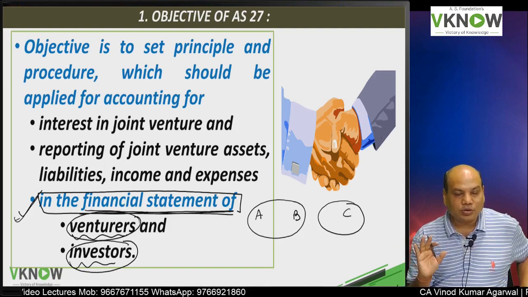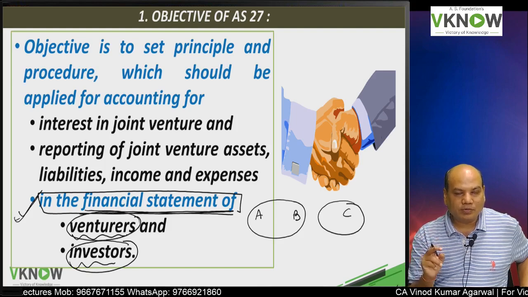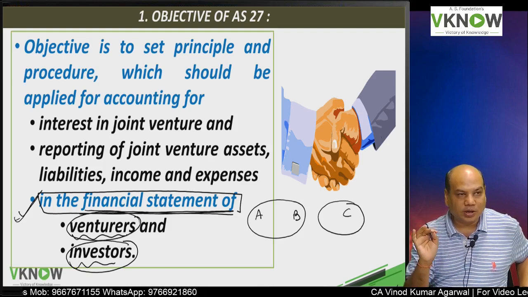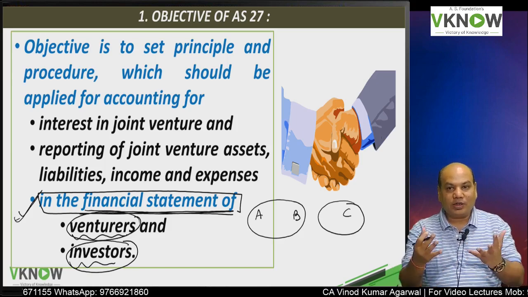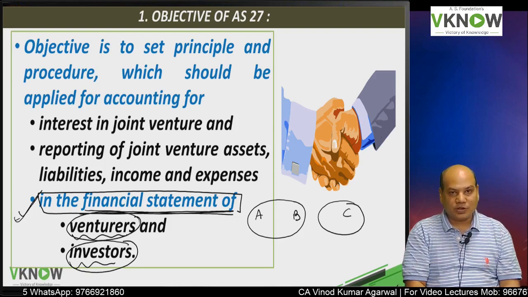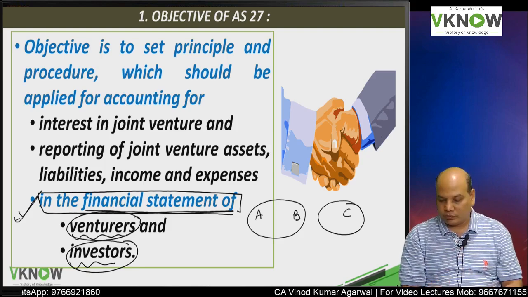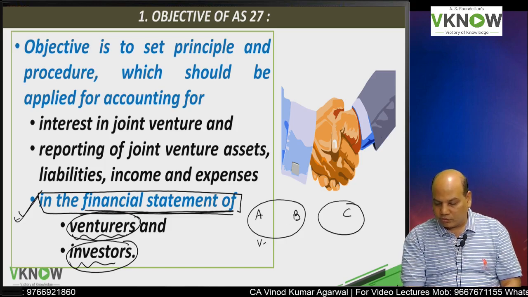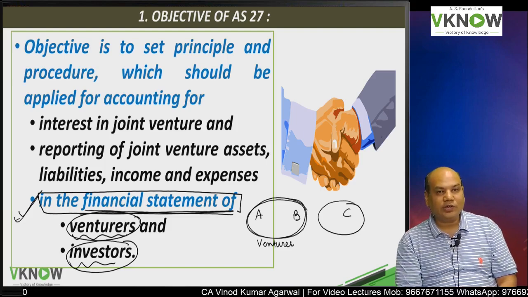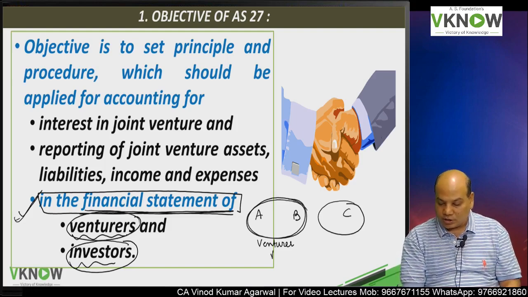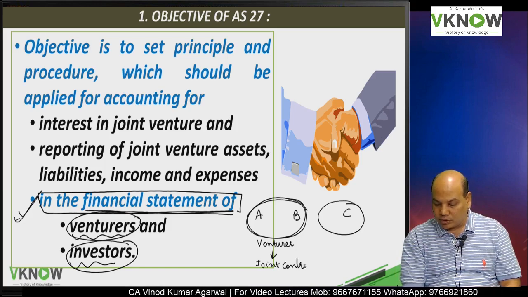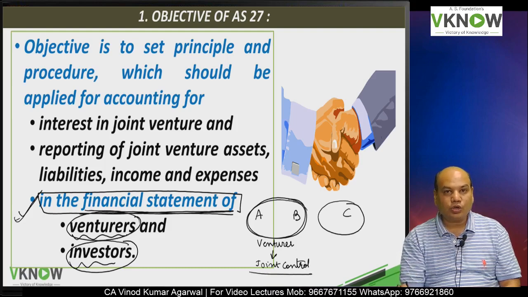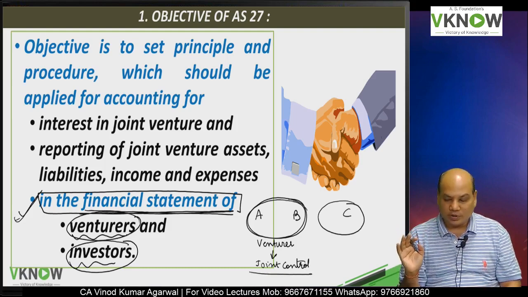But C says, sorry, I don't have time to participate in financial policy decision making, operating policy decision making. I can't come and I can't work. I can't devote my time to the day-to-day operation of this venture. I can provide you capital. So A and B will be known as venturer because they are going to participate in the decision making process. In this standard, it is said they have joint control over the joint venture.